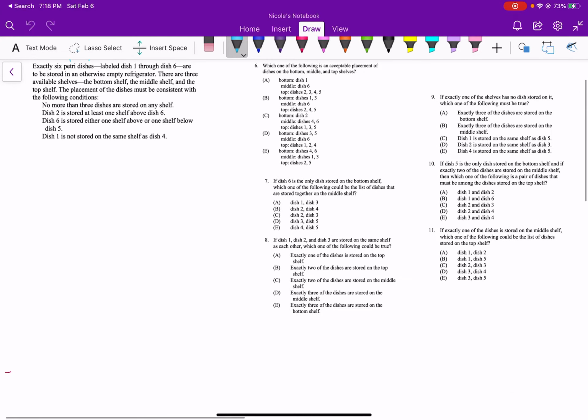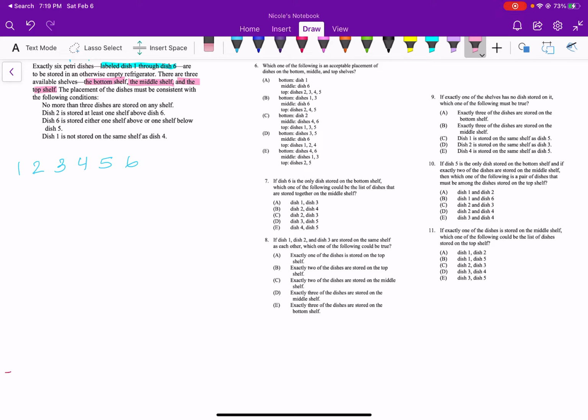PT69, game 2. Okay, so exactly 6 Petri dishes, labeled 1 through 6, are to be stored in an otherwise empty refrigerator. So we're going to have Petri dishes number 1, 2, 3, 4, 5, and 6. There are 3 available shelves, the bottom, the middle, and the top.